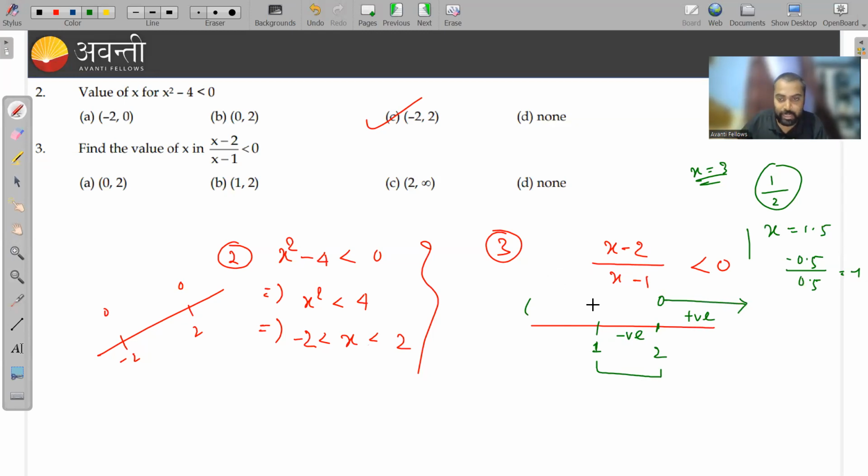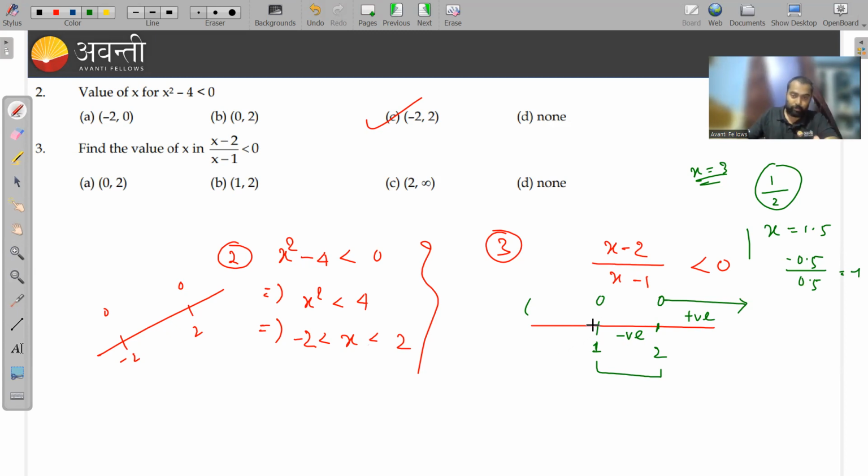But now we'll check whether 1 is included or not. No, 1 is not included. Why? Because if we put x as 1, then the left hand side of the inequality will not be defined. That's why here also I am giving a hollow circle.